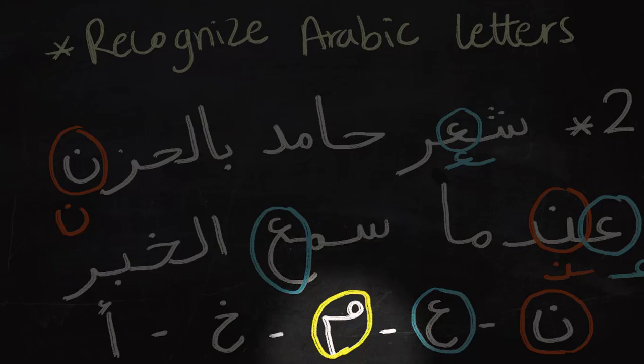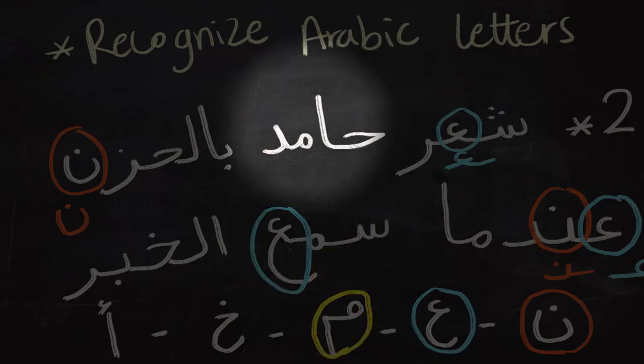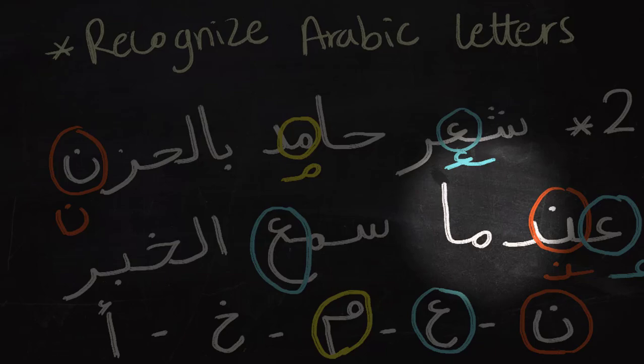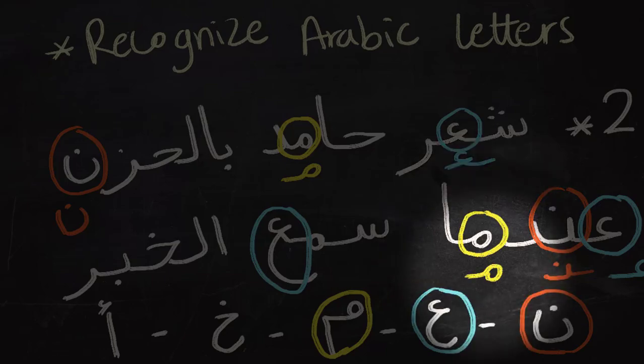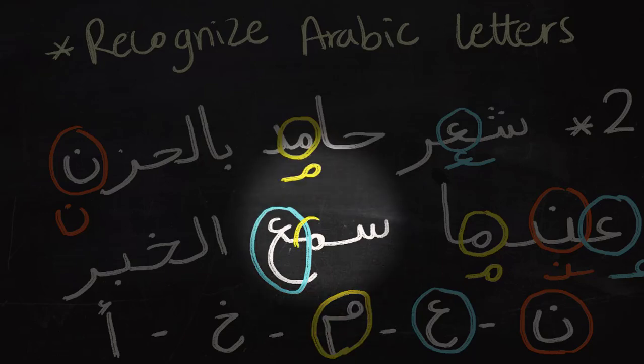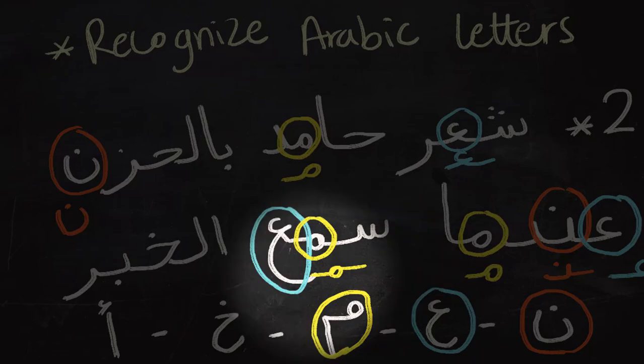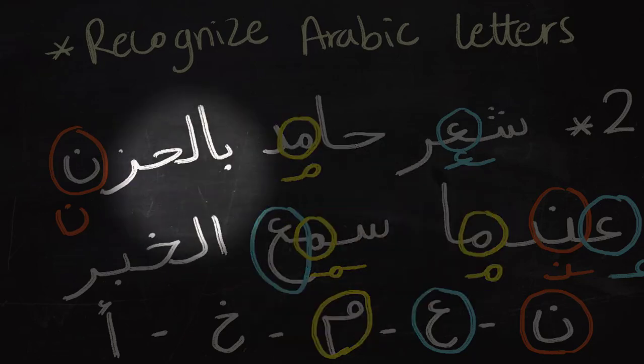Next up is the meme. I'm giving it the yellow color. And meme came also 3 times. First, it is found here in the word حامد. Next, also found in the word عندما with the same position, same kind of symbol. And it came in the middle here in the word سمع using this symbol.